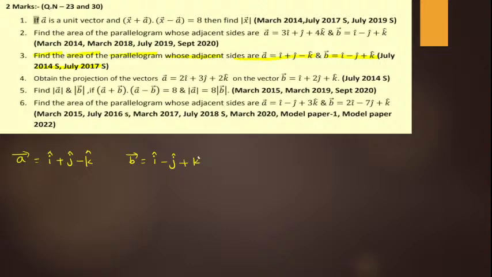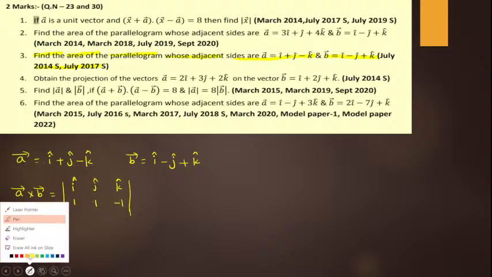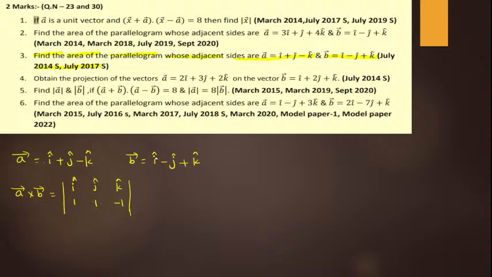So first you need to find its cross product A cross B, as I told in the previous question. So simply you write i cap, j cap, k cap and find the determinant. So here the corresponding components of i, j, k are 1, 1, -1. You write in the first row 1, 1, -1. Again in the next row you write the B vector components, that is 1, -1, 1. Then you need to find its determinant.